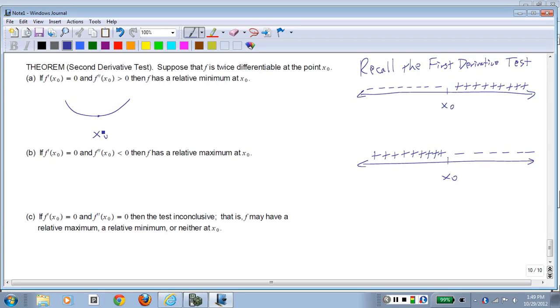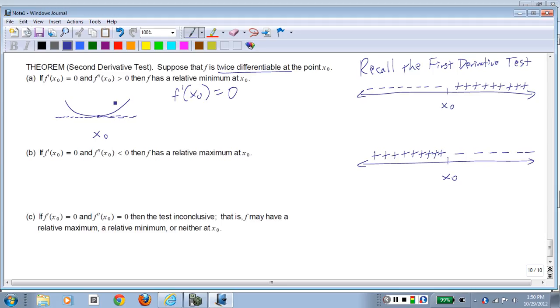So imagine the graph looks something like this, and there is a horizontal tangent line at x sub 0. It's nice and smooth, it's got to be twice differentiable, so at least that's smooth. That means that f prime of x sub 0 equals 0. First derivative is equal to 0, horizontal tangent line.